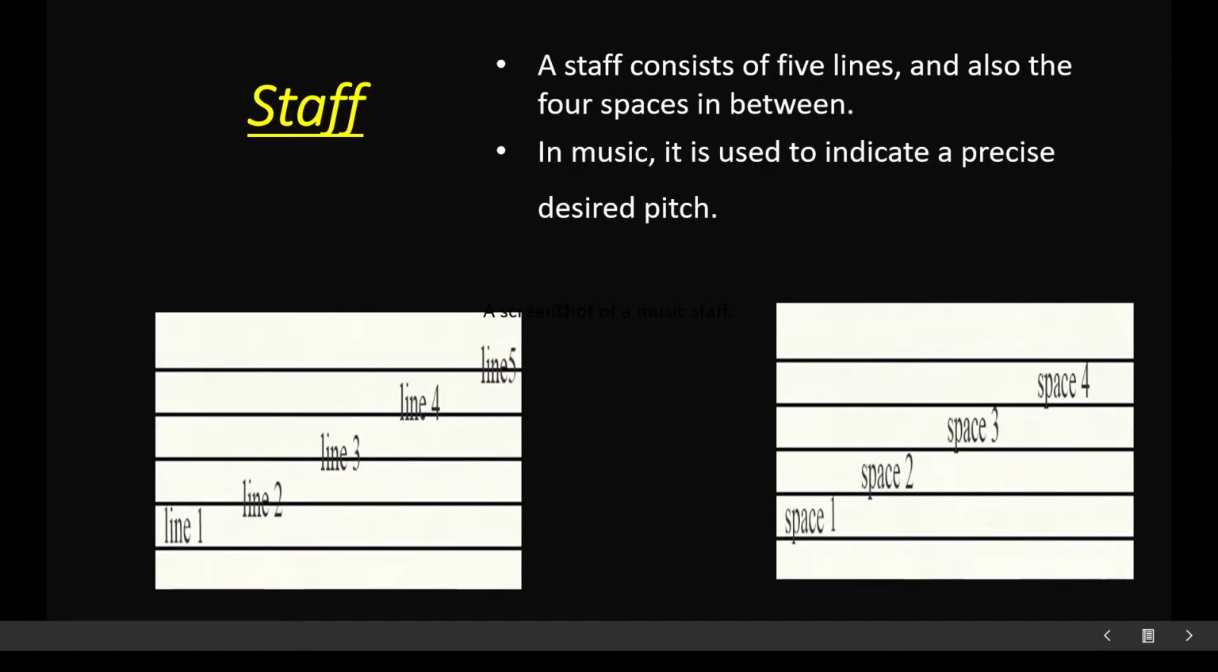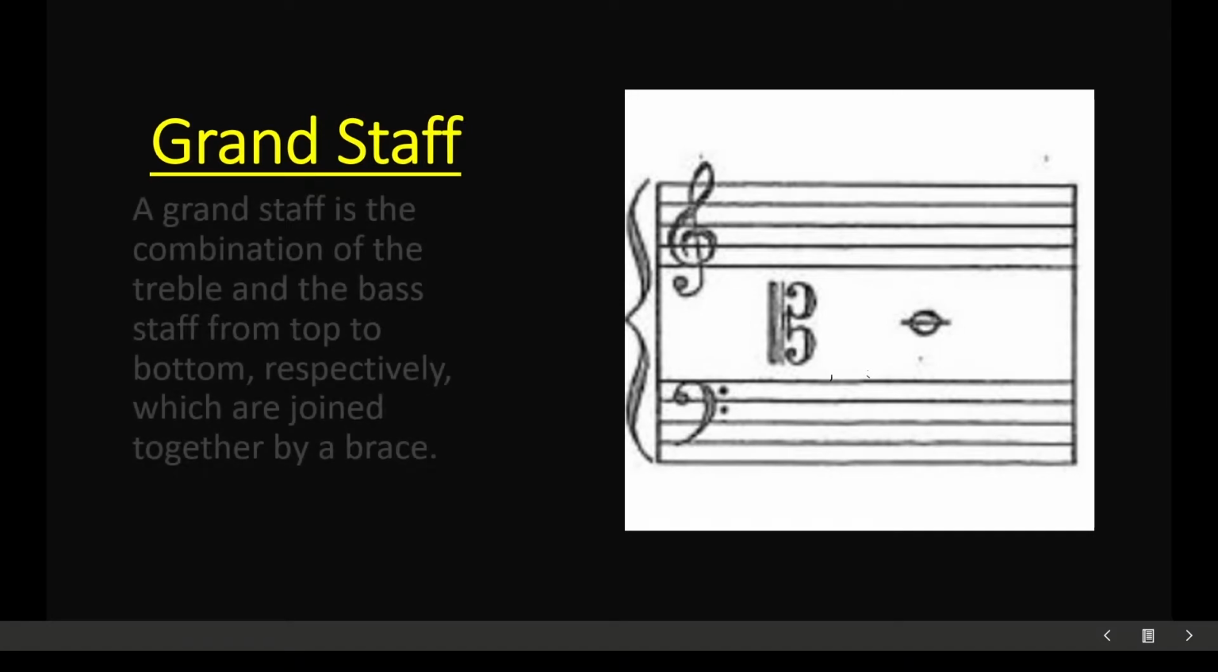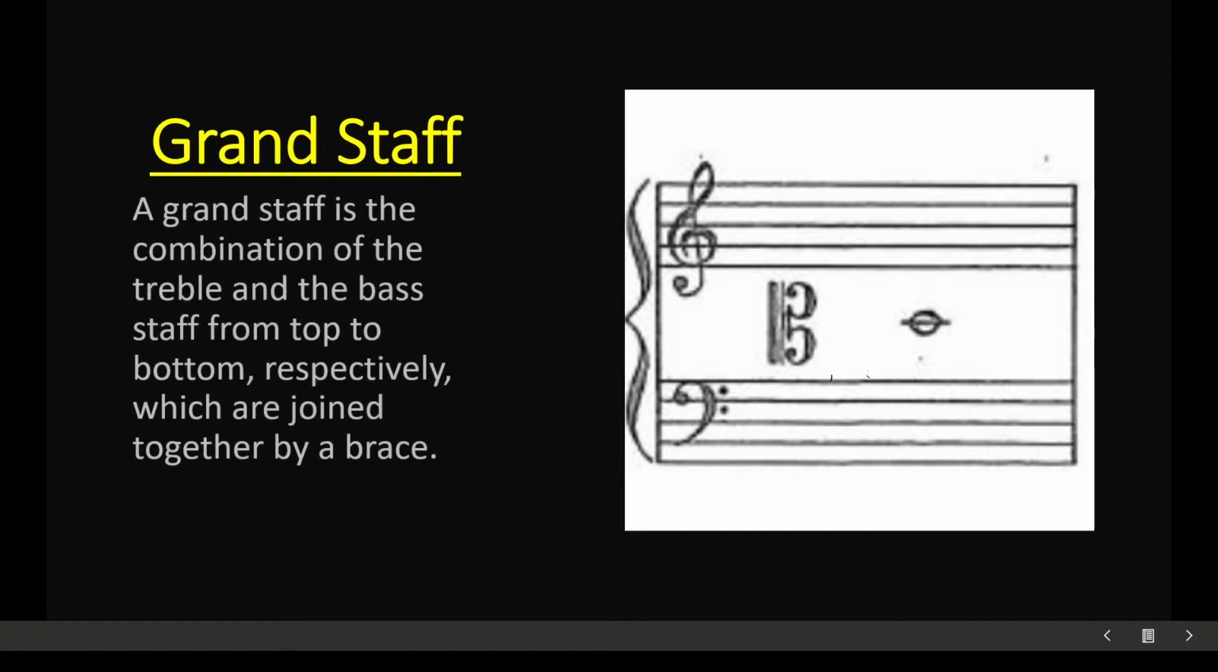And in music, the staff is used to indicate a precise desired pitch. Remember in the previous episode, we differentiated tones from pitches. And we said there are 7 tone names in the musical alphabet, A through G. But we have to differentiate the different pitches in octaves. So that is the purpose of the staff and the clefs. So take a look at this image. This is what we call a grand staff. Now, the grand staff is a combination of the treble and bass staff from top to bottom, respectively, which are joined together by a brace.